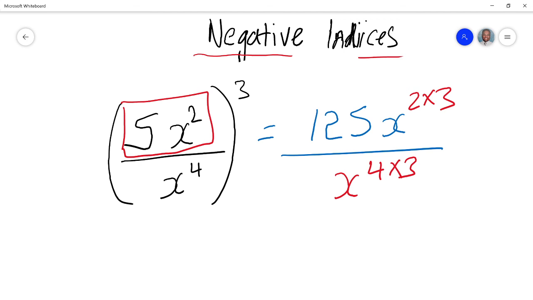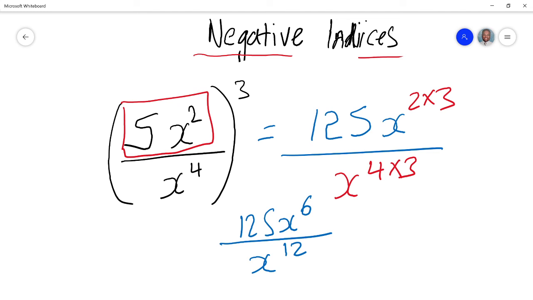So what does that now become? The answer simplifies to 125x to the power 6 over x to the power 12. All right, so 125 x to the power 6 over x to the power 12.